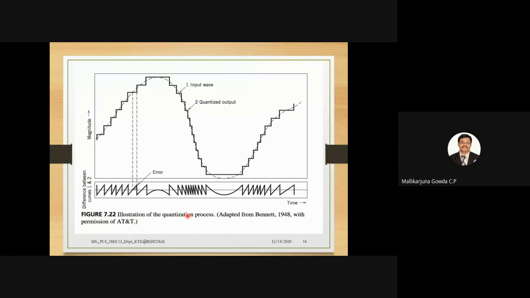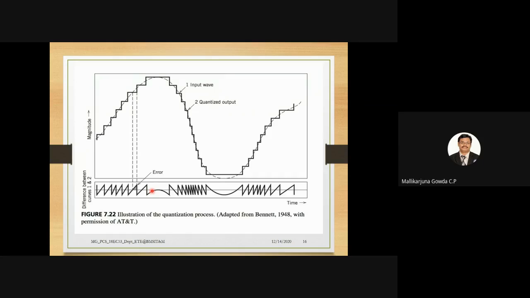Hope this point is clear. The dashed line is my analog signal. The staircase waveform is my quantized version of the signal. I am taking the difference between the input signal and the quantized signal. That difference will be the quantization error. If I take step size as delta, it will be off by at most that, from this point to this point. So it is delta by 2, either plus delta by 2 or minus delta by 2. That is the maximum error that can occur in this quantization process.